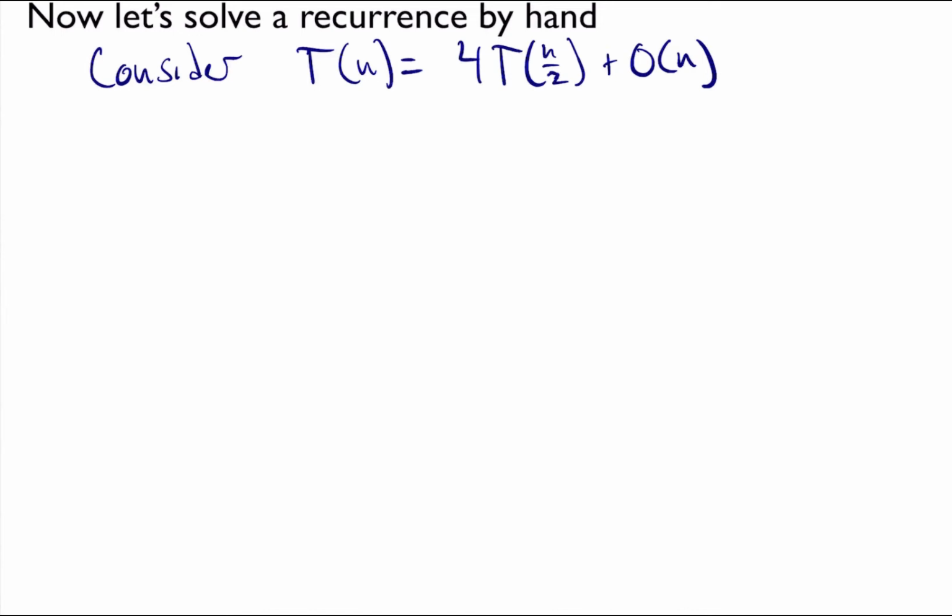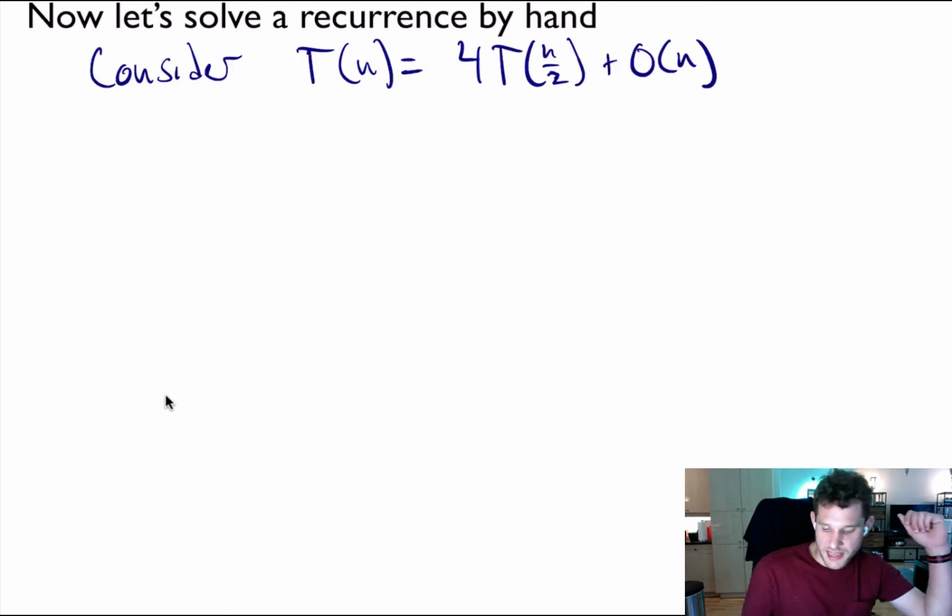Now let's consider solving a recurrence by hand. We're going to do it the hard way. We're actually going to see an easier tool soon that will make this a lot easier. But let's try to solve this one by hand. This is the recurrence relation we got for the slower version of mult, where T(n) equals 4 times T(n/2) plus O(n). Let's see how we could possibly solve this by hand.